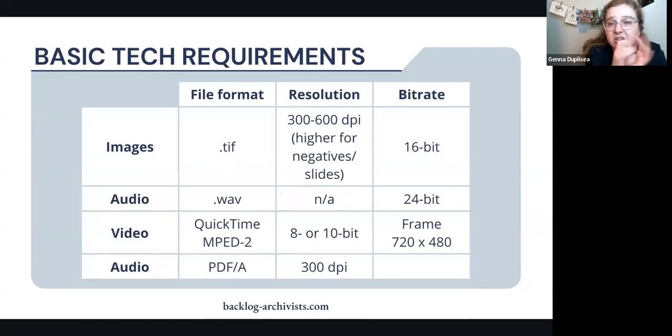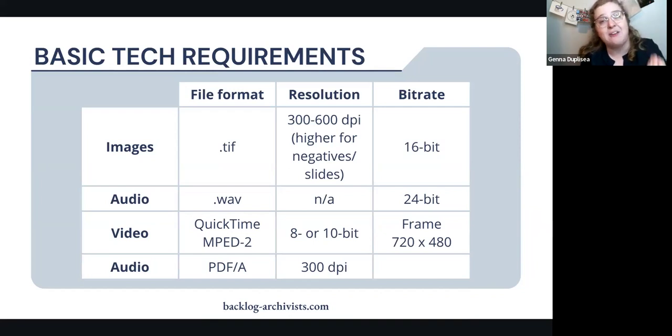Scanning at 300 to 600 DPI is the preservation standard. If you're scanning negatives or slides, you're going to go bigger because they're so little and you want to blow them up. And then the bit rate. The bit rate is how much information is included in each second of media, it's hard for me to describe, but if you have an option to set that, minimum 16-bit. With audio, you're going to use WAV files. Resolution isn't a thing. 24-bit rate. Video, QuickTime. Anyway, you can read it.